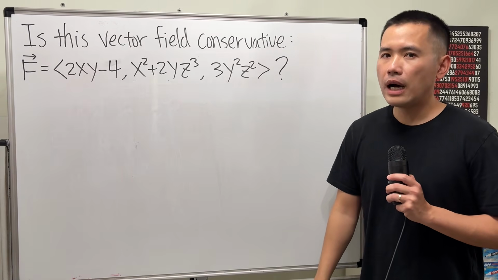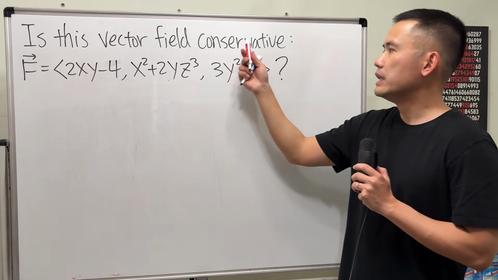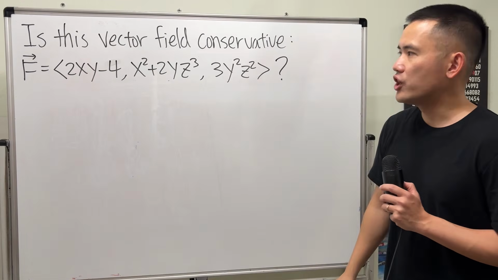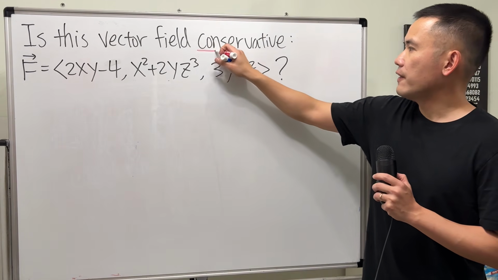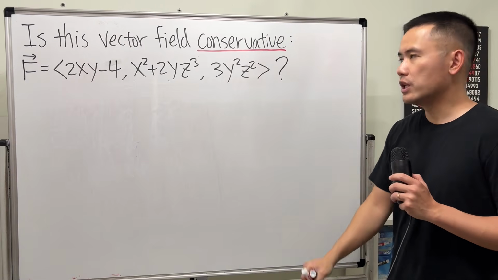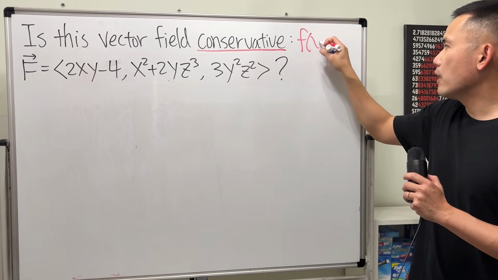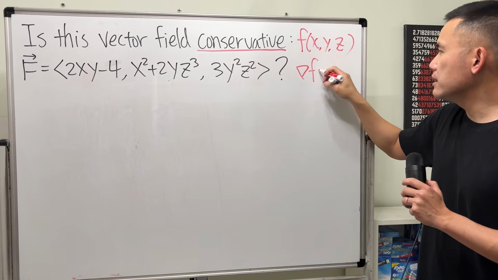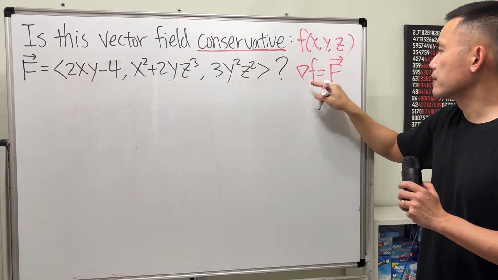So let's talk about how do we check if a vector field is conservative or not. And this is the one that we'll be checking. First, if a vector field is conservative, that means we can find a function f of x, y, z so that the gradient of it is equal to the vector field.